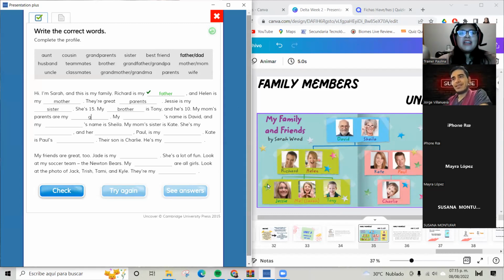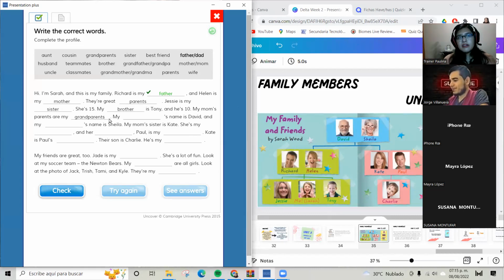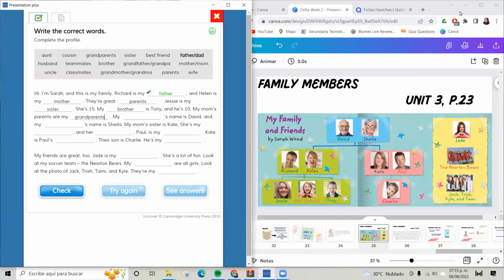Now it says, my mom's parents are my grandparents. My grandparents. Very good. Same as with parents. Igual como usamos parents, puedo usar grandparents, right? No implica ningún género. And then, who is David? It says, my something's name is David. Here's David. Who is David? Grandpa. My grandpa. My grandpa or my grandfather. My grandfather's name is David. And who is Sheila? Grandmother. My grandmother. My grandmother's name is Sheila.